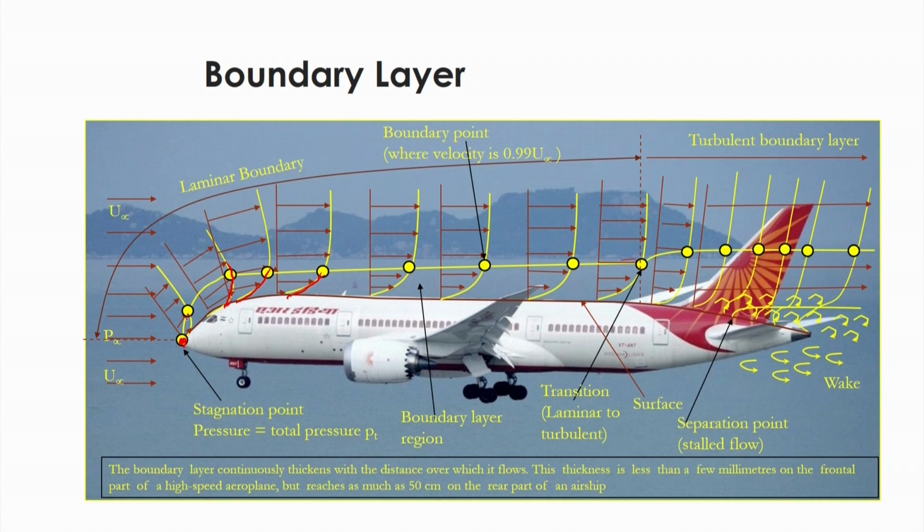If you add the points where the velocity reaches 99% of the free stream velocity, you get a profile like this. This is called the boundary layer. That means, up to a certain distance from the solid surface of the object, there will be a velocity equal to 99% of the free stream velocity. So, this is called the boundary layer.